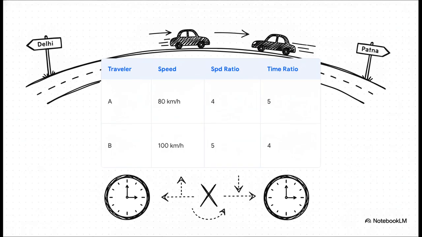Now, because the distance is identical for both travelers, the time they take will be the exact inverse of their speed ratio. It literally just perfectly flips. Therefore, their time ratio is 5:4. I'm telling you, if you can grasp this simple inverse flip, you've just eliminated half the algebra from your exams.